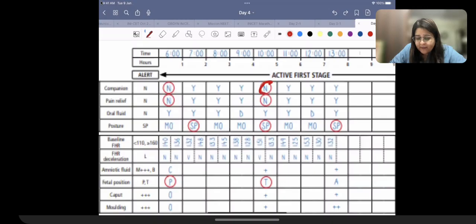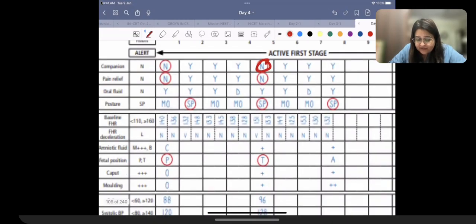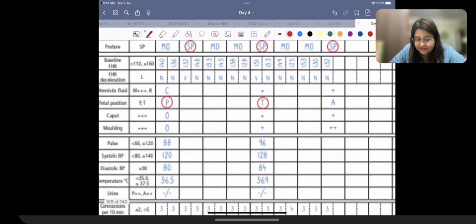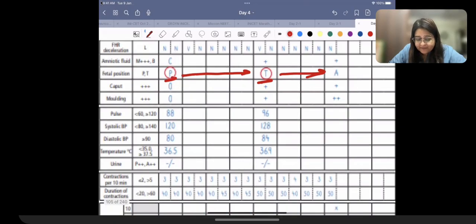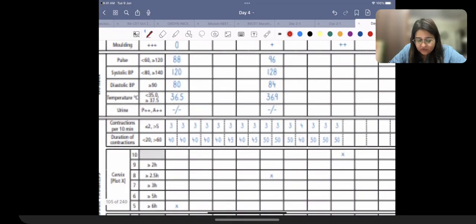So if she didn't have a companion here, the other areas were fine. Pain relief, then oral fluid she was taking or she declined. Posture is fine, then fetal heart rate, fetal decelerations, then fetal position: in between it had become occipito posterior transverse. So it started with occipito posterior and then it became occipito anterior. Okay. So all these things.